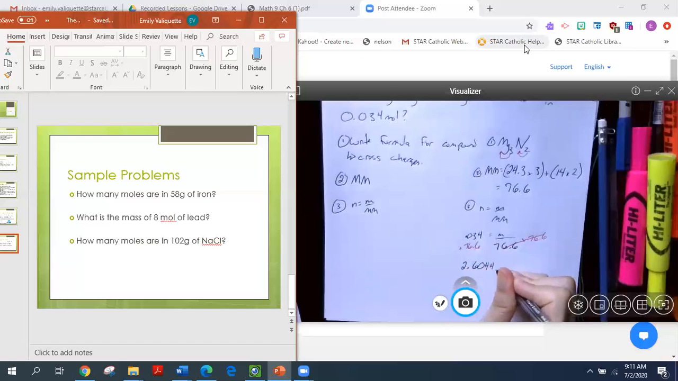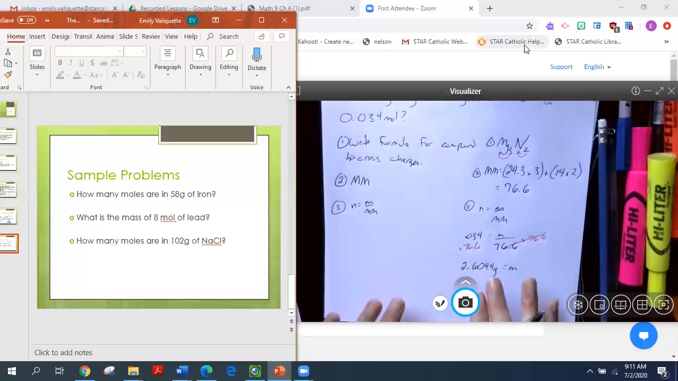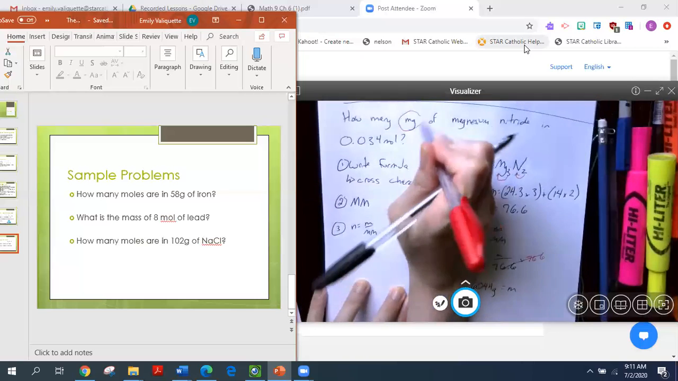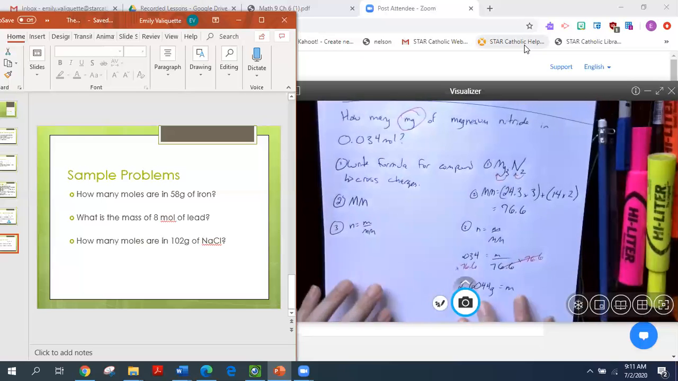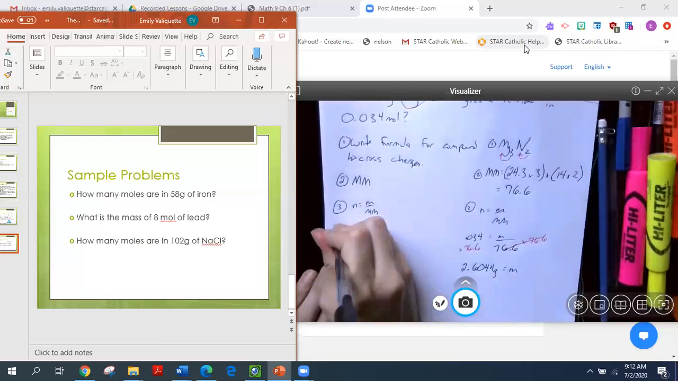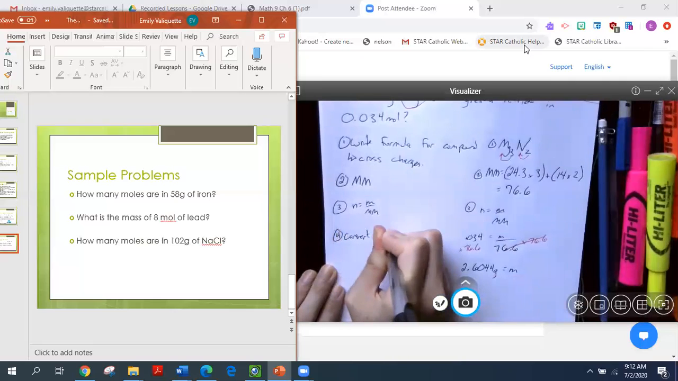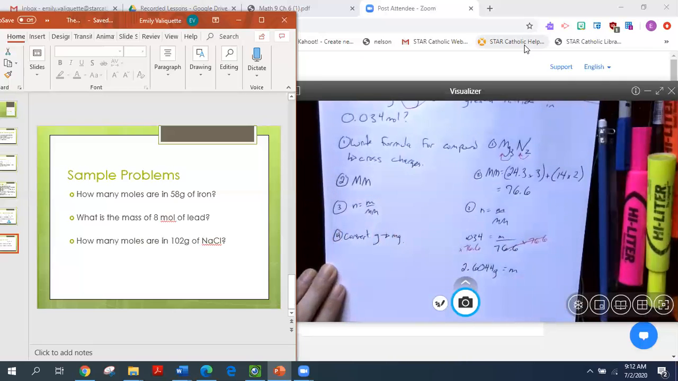2.6044 grams as our mass, which would be our final answer, except that it asked for your answer to be in milligrams. So in this case, the last step is to convert grams to milligrams.